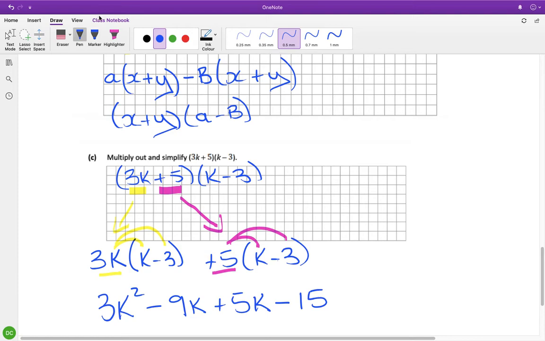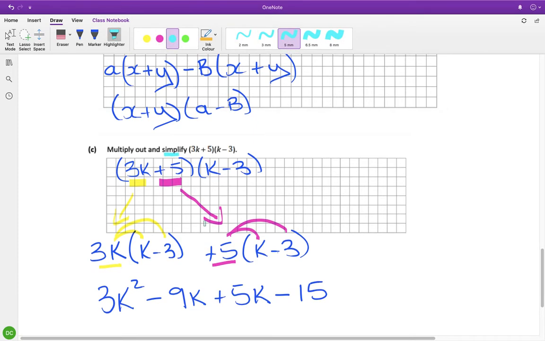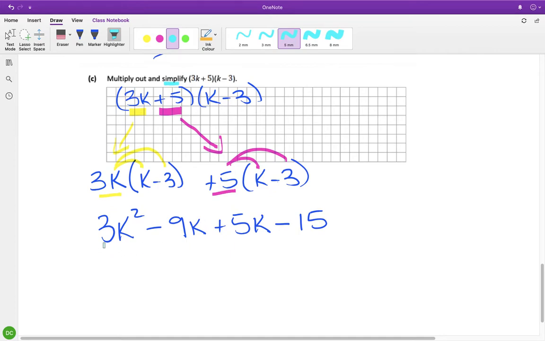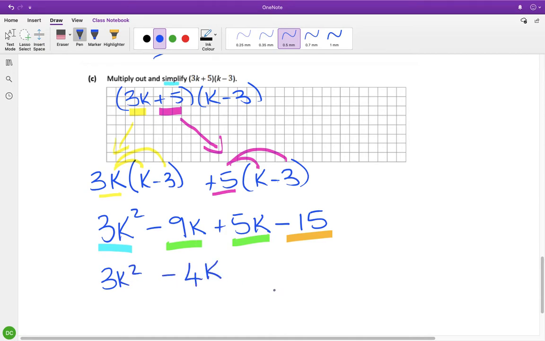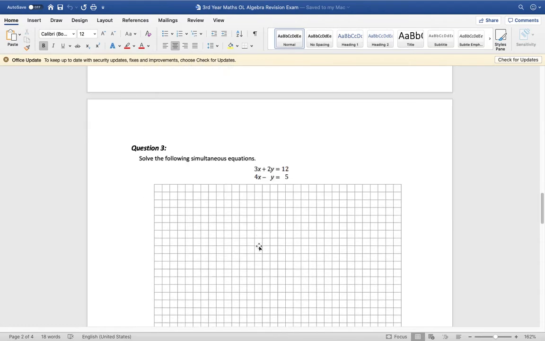Okay, the question does say that we need to simplify. So we're going to look at like terms. So k squared is all by itself. There's a minus 9k and a plus 5k, and they can be combined because they're both k, and then the minus 15 has to be left on its own. So 3k squared left on its own. Minus 9 plus 5 is minus 4 as the total for the k's, and then minus 15. So that's it, multiplied and simplified.